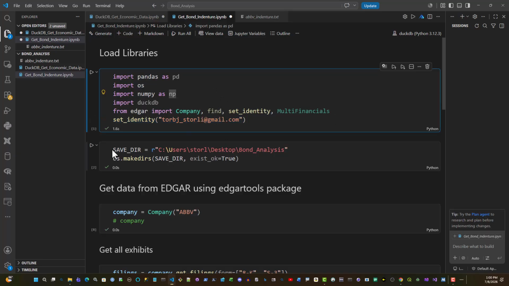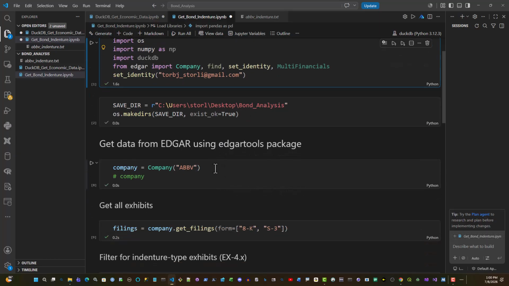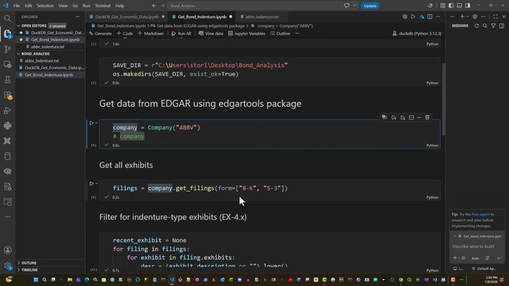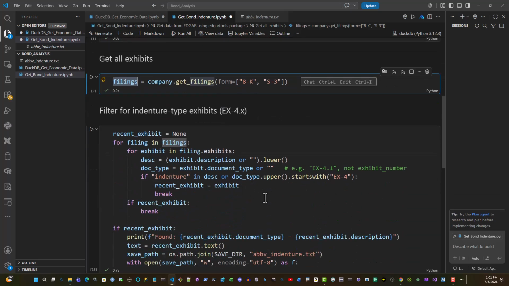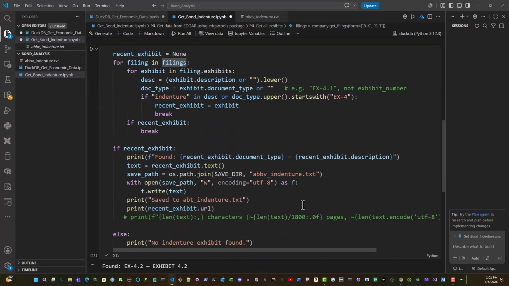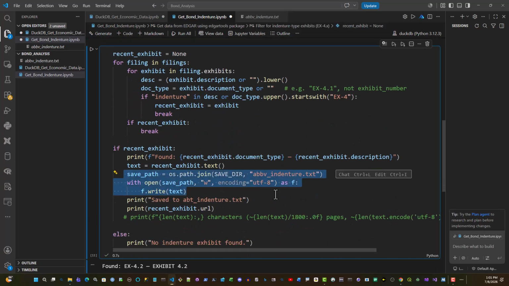And then I set up a directory where I want to save stuff. And then I can simply call Edgar and set up a company with its ticker. You can do that in a couple of ways. There's a number you can use too. But let's say I go with AbbVie here, and then I use this company, and then I get filings, and I look for these filings, and I load it into this variable. And then there's some additional code that will loop through this stuff and find one of these filings, and then save it as text.